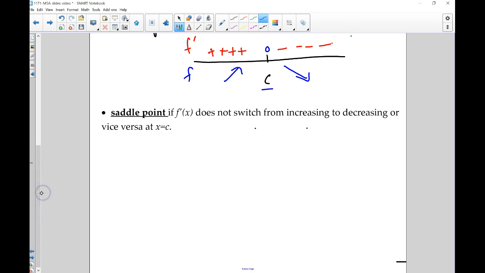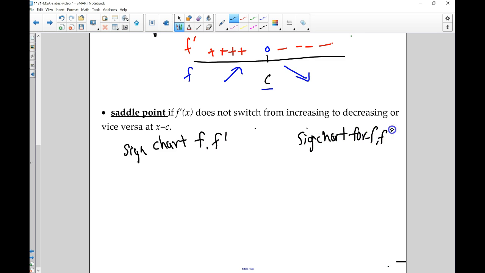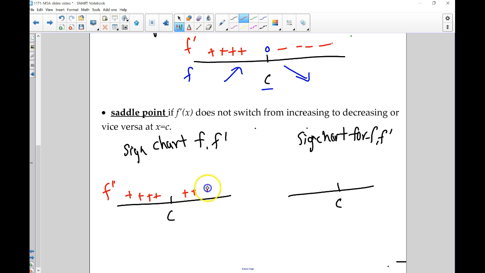For a saddle point, which is the third type of critical point that we could classify it as, we're going to get a sign chart. There are going to be two different cases that we have to deal with, for f and f prime. I get critical numbers. And so for the derivative of the function, we're going to either see positive and positive on either side, or we're going to see negative and negative on either side.